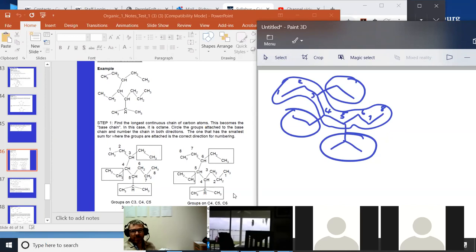But what's important here is I've circled the functional groups that are attached here. And now what I'm going to do is name those functional groups. This one here is ethyl. This one here is ethyl as well. And this one here is isopropyl.